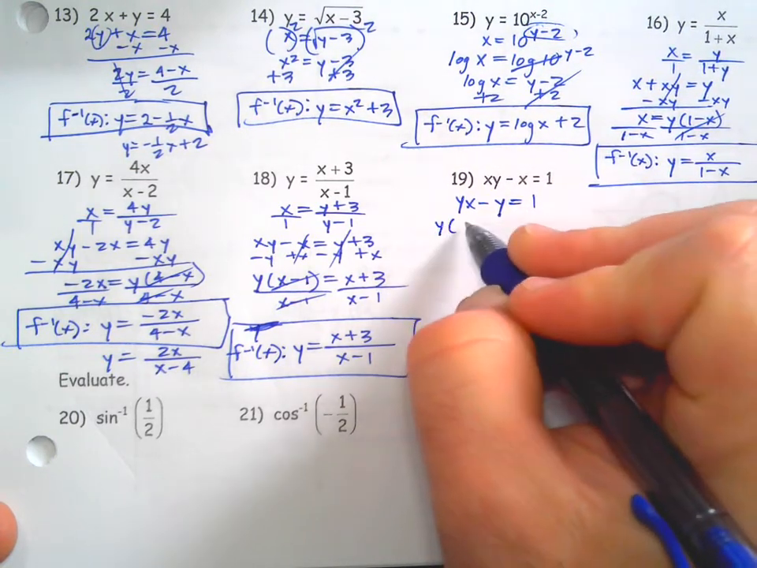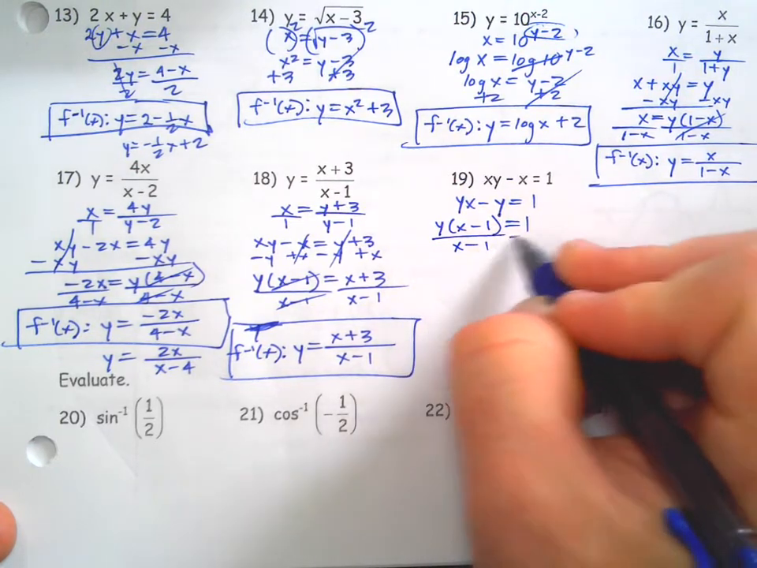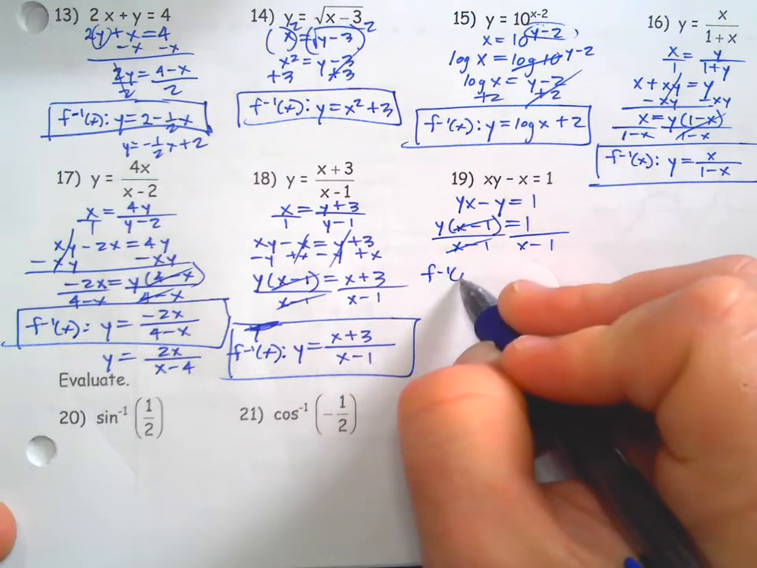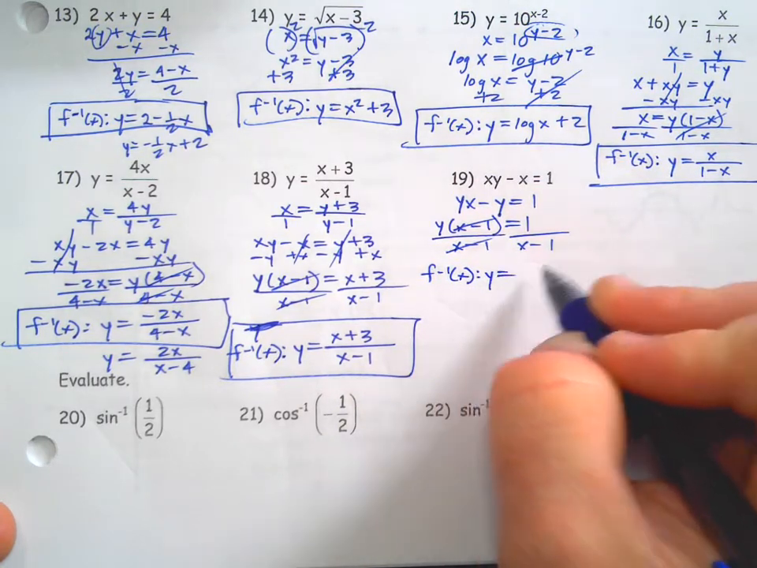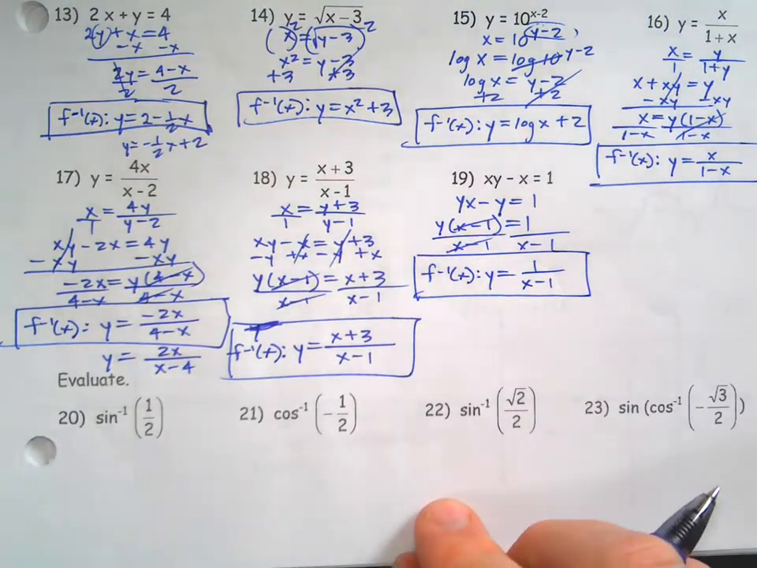We can factor the y out, so we can solve for the y. Divide both sides by x minus 1. So the inverse function is y equals 1 over x minus 1. So find the inverse function.